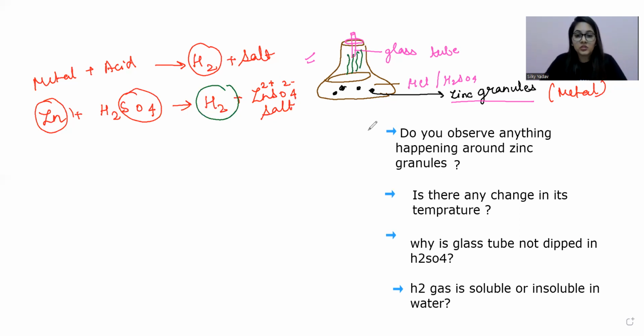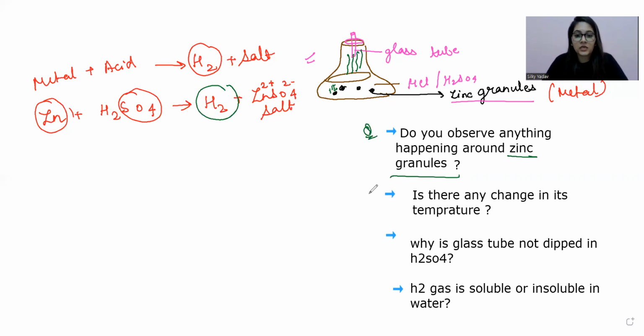So the first question which is asked to you from this is, do you observe anything happening around the zinc granules? So these are the zinc small pieces. What are we observing? What is happening around these zinc granules? So hydrogen bubbles or hydrogen gas is liberated around these zinc granules. Okay, this is the answer to the first question.